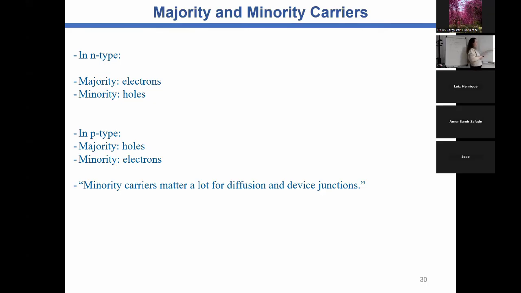So why must we distinguish them? As I told you earlier, the minority carriers also impact the diffusion of the charge inside the material that is used in the device.